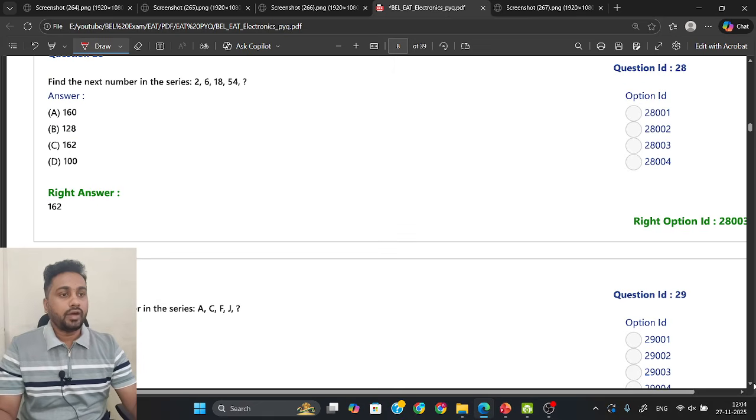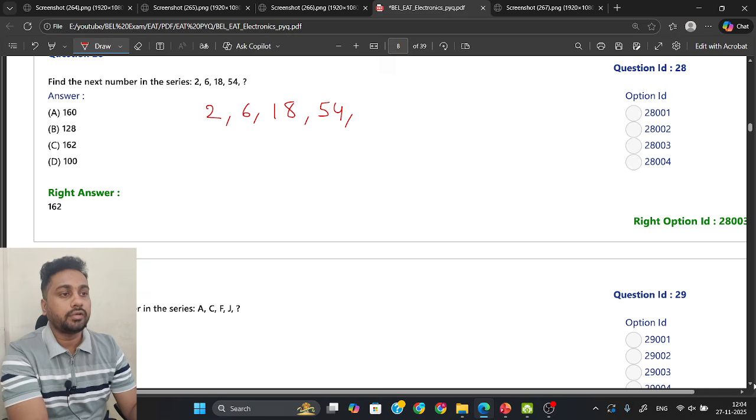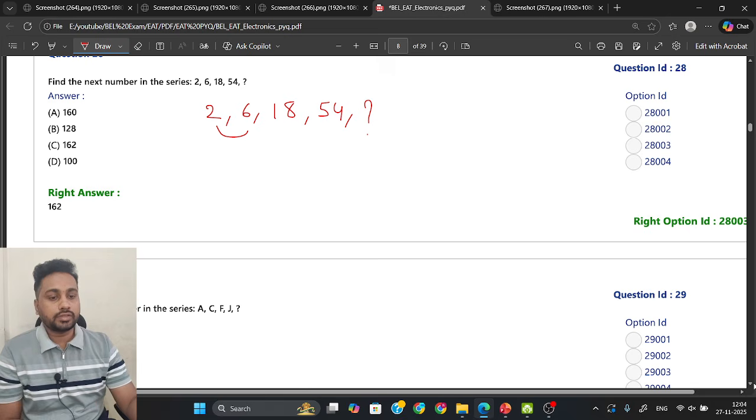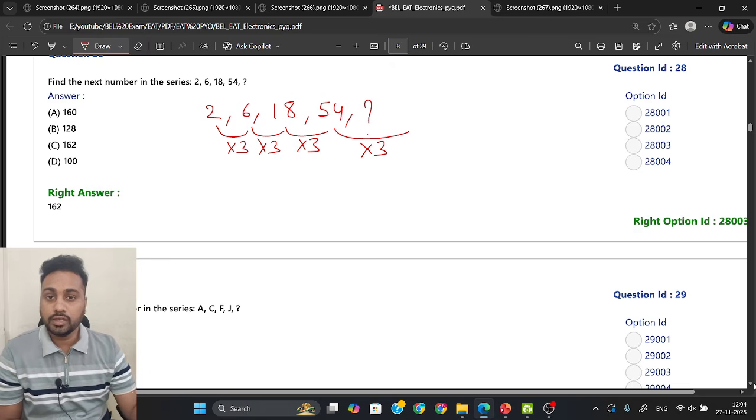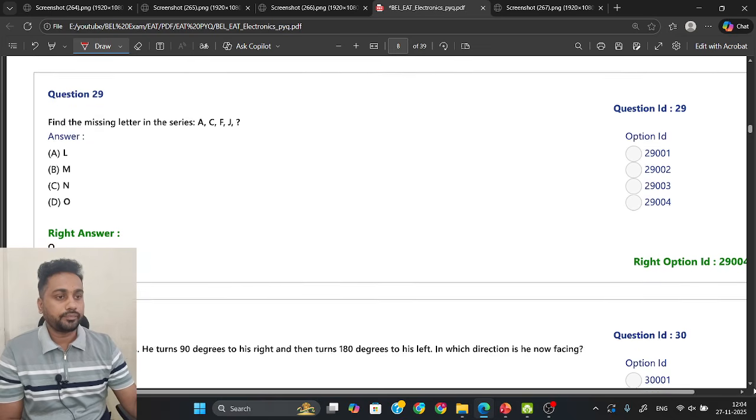Find the next number in the series. So we have 2, 6, 18 and 54. Now we need to find the next one. If you see here, 2 and 6. If you multiply by 3 you will get 6. If you multiply by 3 you will get 18. If you multiply by 3 you will get 54. So like that, if you multiply 54 by 3 you are going to get 162. So option C is your right answer from here.